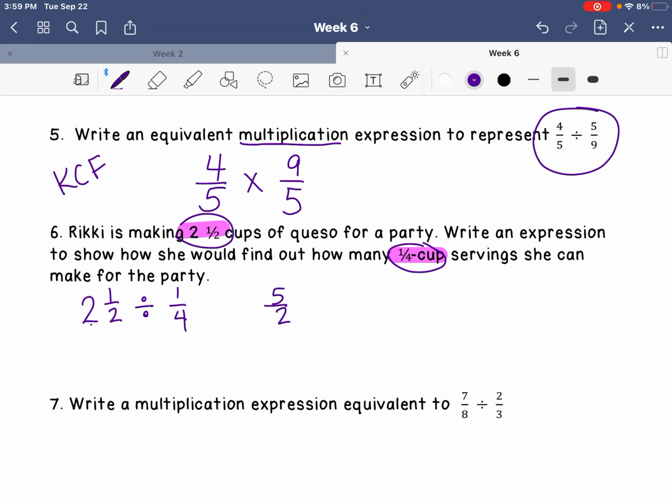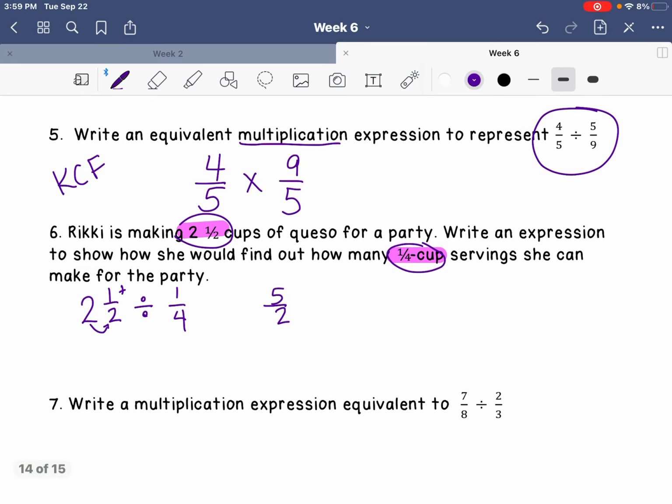5/2, because if we change this to improper, 2 times 2 is 4, plus 1 is 5. We could also write this as 5/2 divided by 1/4. We could also do keep, change, flip, which would be 5/2 times 4/1.